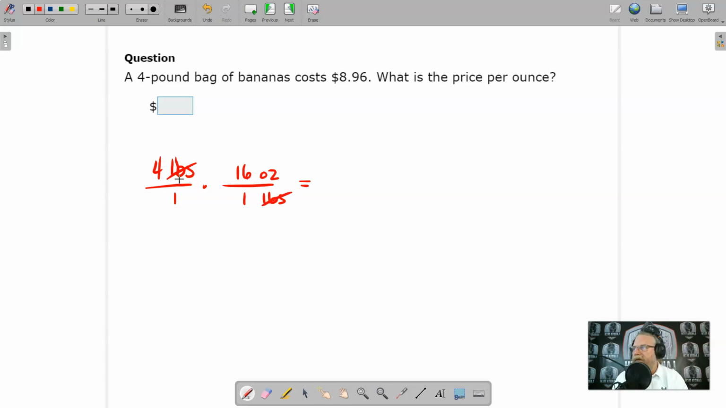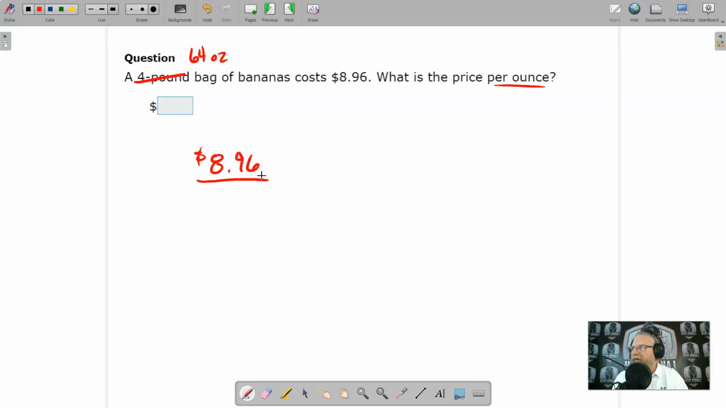So pounds will cancel pounds, and 4 times 16 should be 64, isn't it? 16 by 4 indeed is 64. So that's 64 ounces over 1, and therefore it's just 64 ounces. Okay, so a 4 pound bag, 4 pounds is equal to 64 ounces. And that's good because we need to know price per ounce. So with that said, let's go ahead and do that.